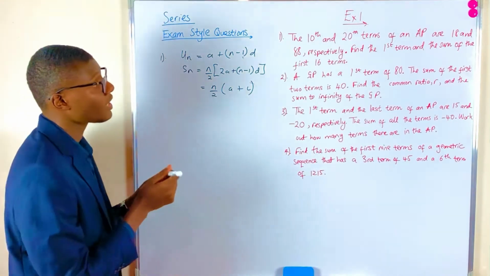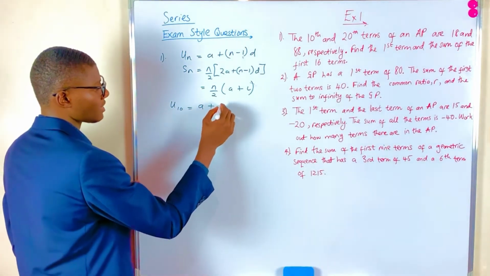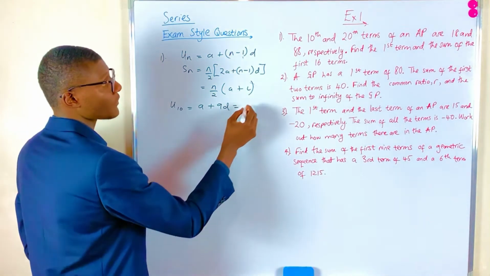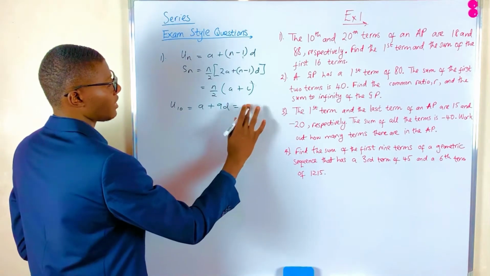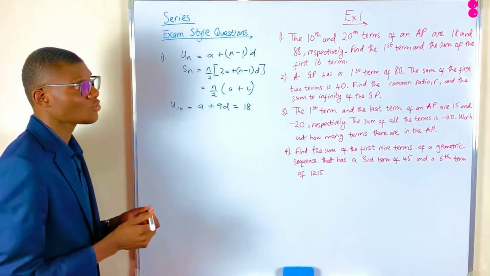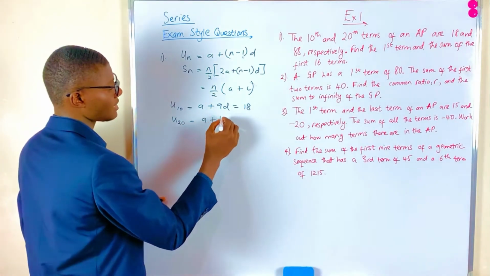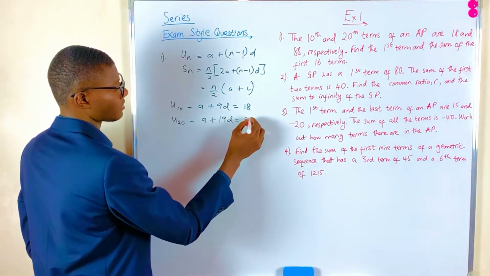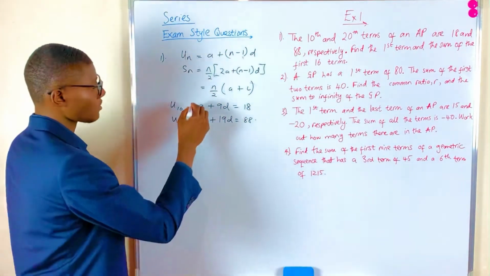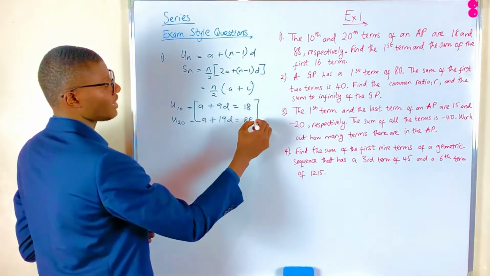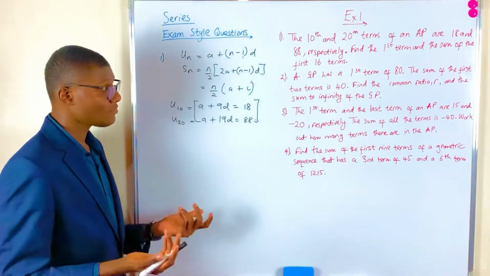So we're told that the 10th term, u10, is a plus 9d, which is equal to 18. And the 20th term, u20, which is a plus 19d, is equal to 88. So already with just these two equations, we can solve them simultaneously to find a and the common difference d, a being the first term.